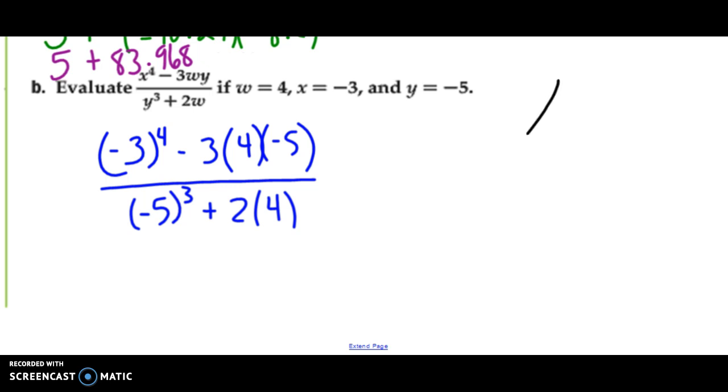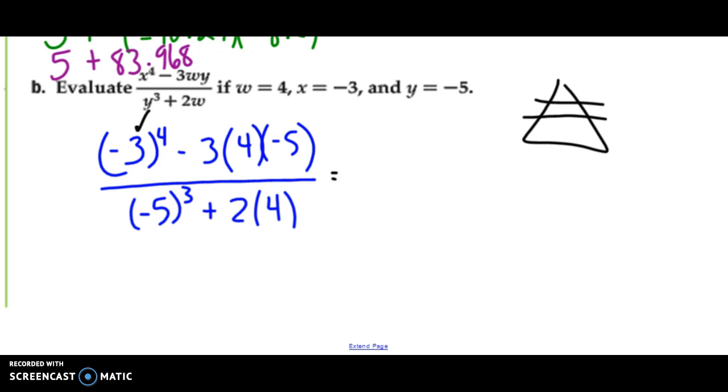and now I can go through my pyramid. Now I have a lot of parentheses, but none of them need to be simplified within the parentheses. So I can actually move right down to exponents. Okay, and I go from left to right, top to bottom. So left right here is where I'm going to start.